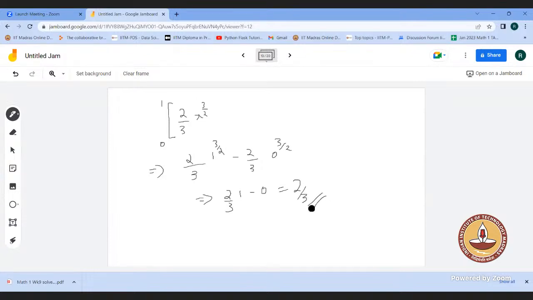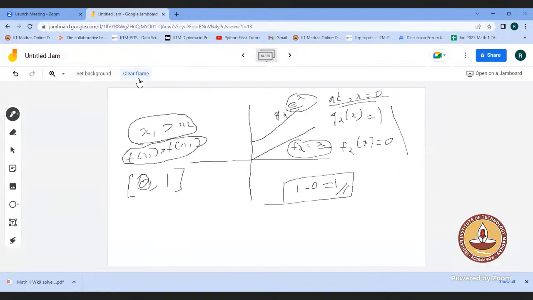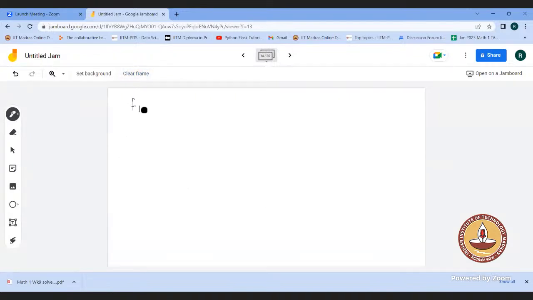Now we'll calculate the area of F1. What is F1 here? x cube, right? Integral of x cube dx. So what is the integration of this? x power 4 by 4, ranging from 0 to 1. So what will this be? 1 by 4 minus 0 by 4, right? So this will be 1 by 4.